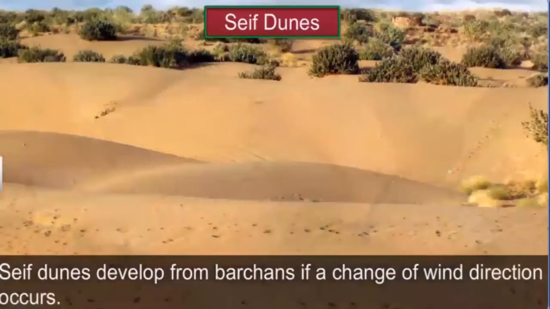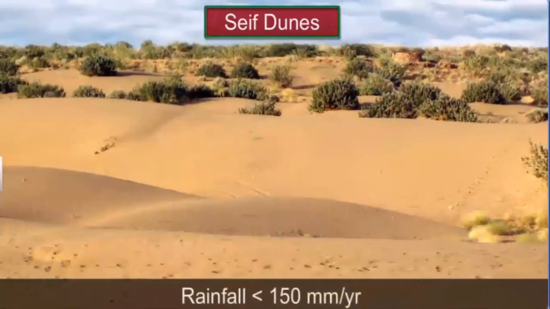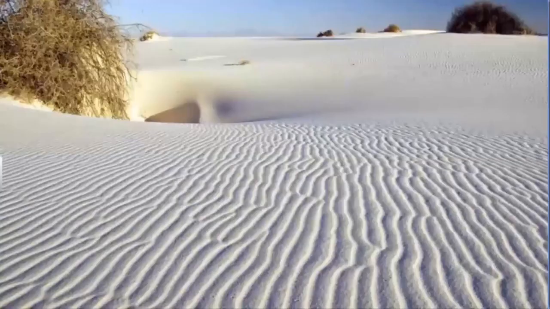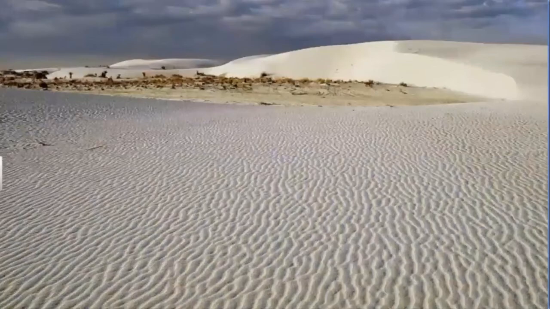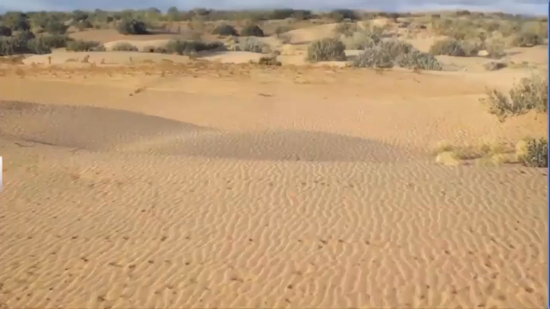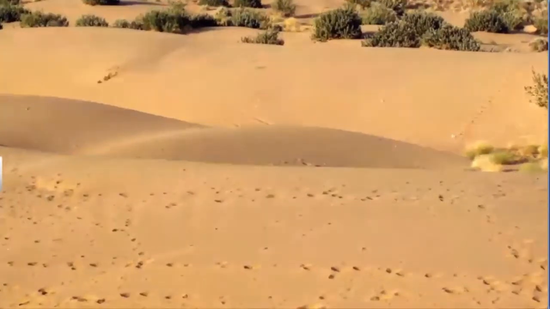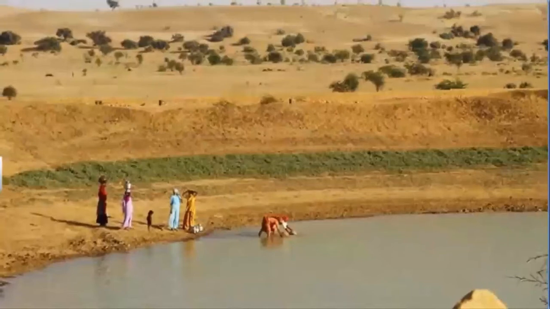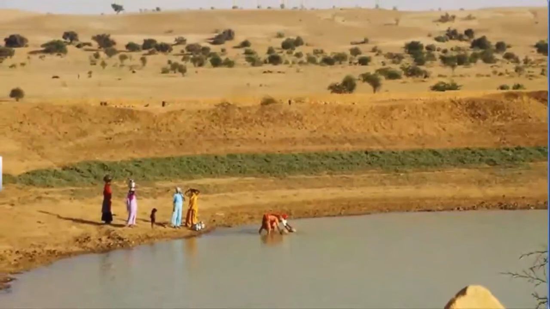The rainfall in this region is quite low, below 150 millimeters per year. Understandably, the arid climate is not suitable for plants to grow. Therefore, the vegetation cover in this region is sparse. During the rainy season, though, some streams do appear. However, these streams do not have enough water to reach the sea.